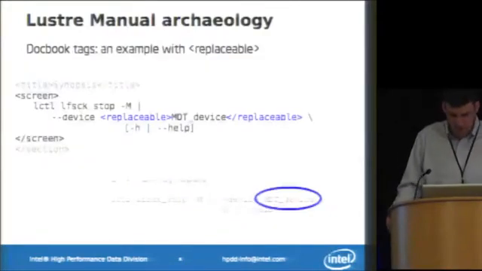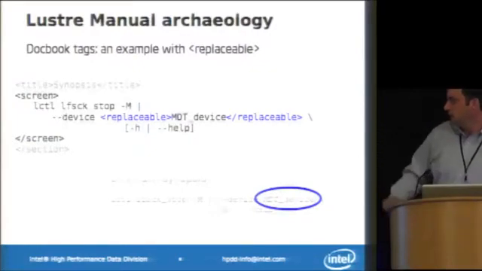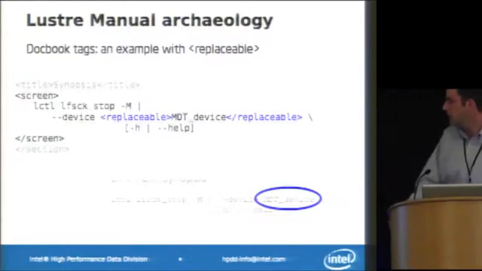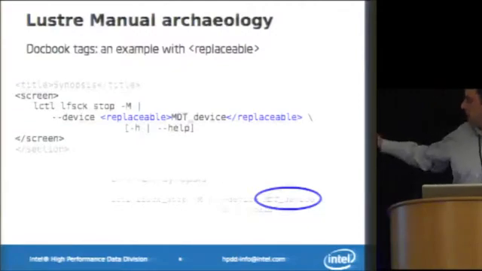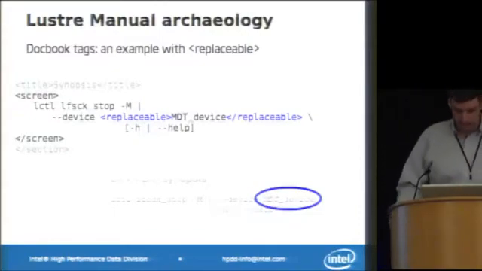So digging a bit deeper and talking about some of the complexity, a small example here, replaceable. So a chunk of XML there, title of the section, and then an apparent screenshot, or sorry, a screen dump of what you would expect if you were using LCTL. And within the XML, we then annotate bits of the text which are replaceable in this case. And you'll see slightly washed out at the bottom that we get this rather attractive emphasis or italicization on the MDT device when it finally hits the rendering.